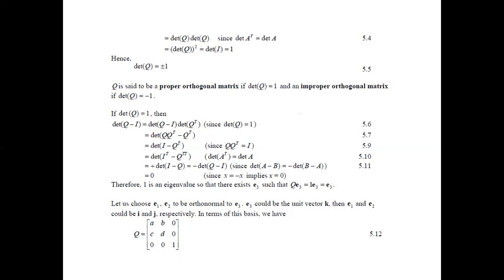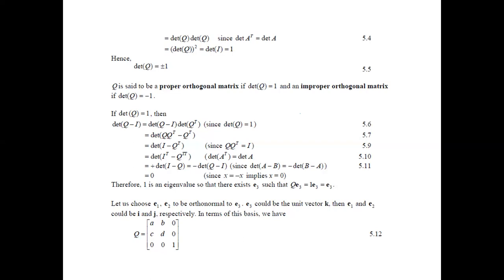Since the determinant of A transpose is the determinant of A, this will be equal to the determinant of I minus Q, because I transpose is I, and Q transpose transpose is still Q. When you transpose twice, you get the original matrix again. So this is equal to minus the determinant of Q minus I. We rearrange to make Q come first. We do that, the minus will go out, multiplying from outside, since the determinant of A minus B is minus the determinant of B minus A. Now we are saying the determinant of Q minus I equals minus the determinant of Q minus I. We are saying X equals minus X, which implies that X must be 0.